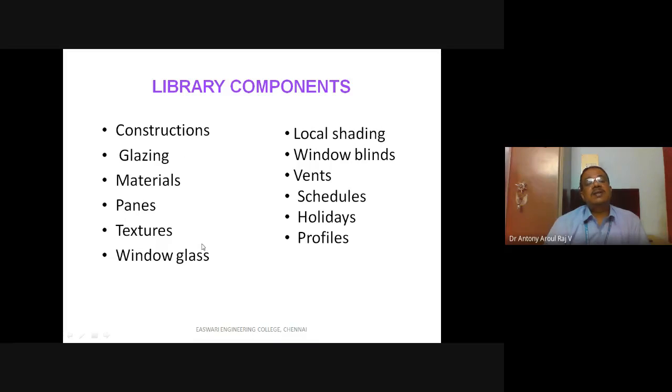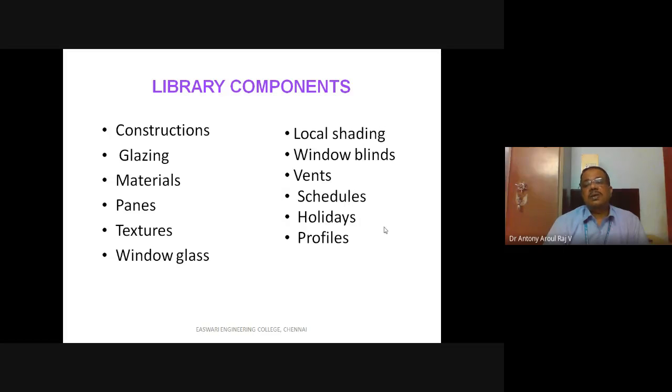You can have different panes, different textures, different window glasses. You can plan for local shading, window blinds, vents, and schedules also. I told you what the different types of schedules are. Office schedule will be different, hotel schedule will be different, school schedule will be different, factory schedule will be different. All these schedules are readily available, so you just have to pick and put it. That's it. Or you can edit it for your convenience.